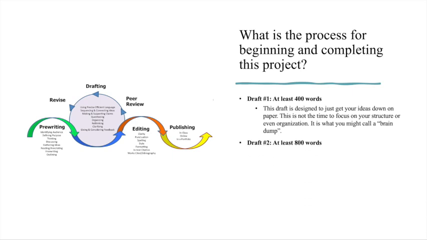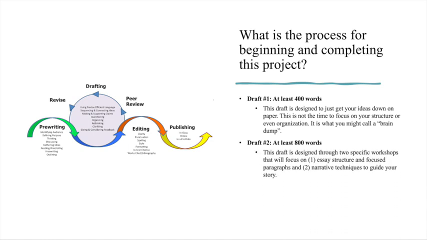The second draft that we will focus on will be at least 800 words. And bringing that first draft to the second will be done through 2 specific workshops that will focus on 1, essay structure and focused paragraphs, as well as narrative techniques to guide your story. So you can see when you get to this second draft, now we're taking those ideas from that first draft and beginning to shape them into that essay structure and thinking about the narrative and the organization of our story.